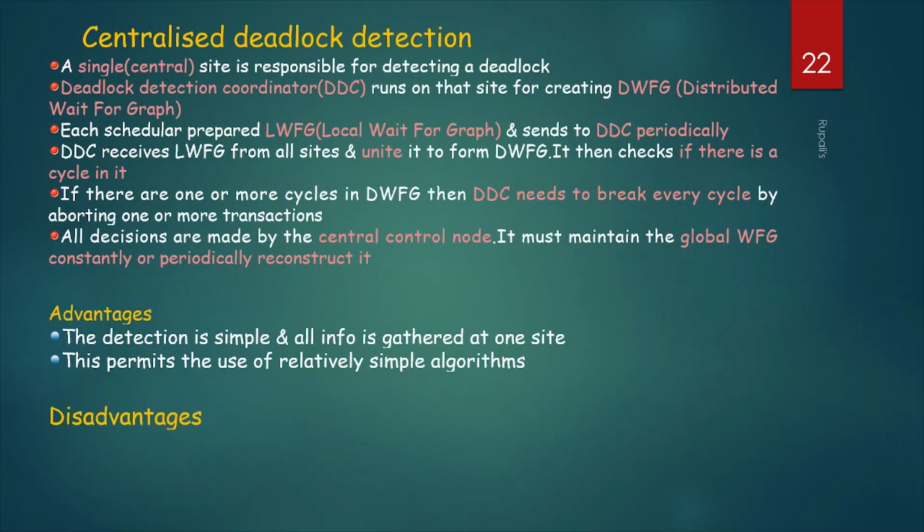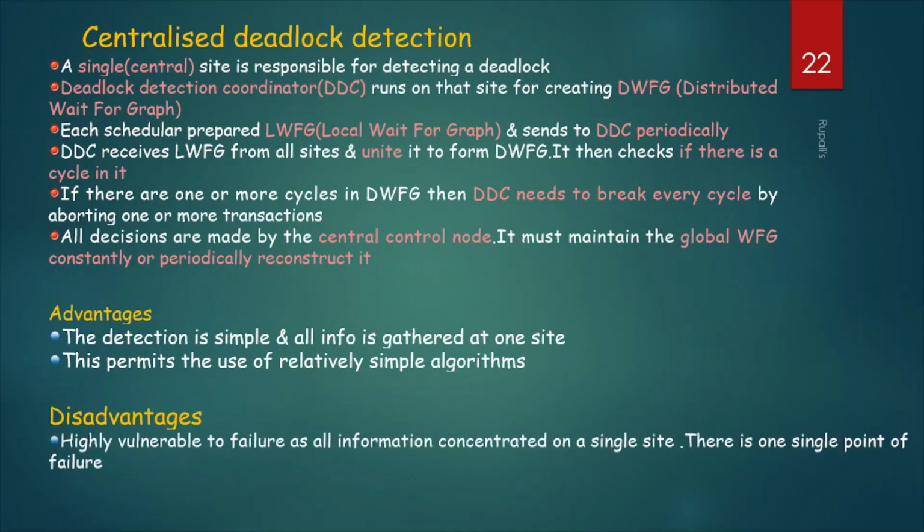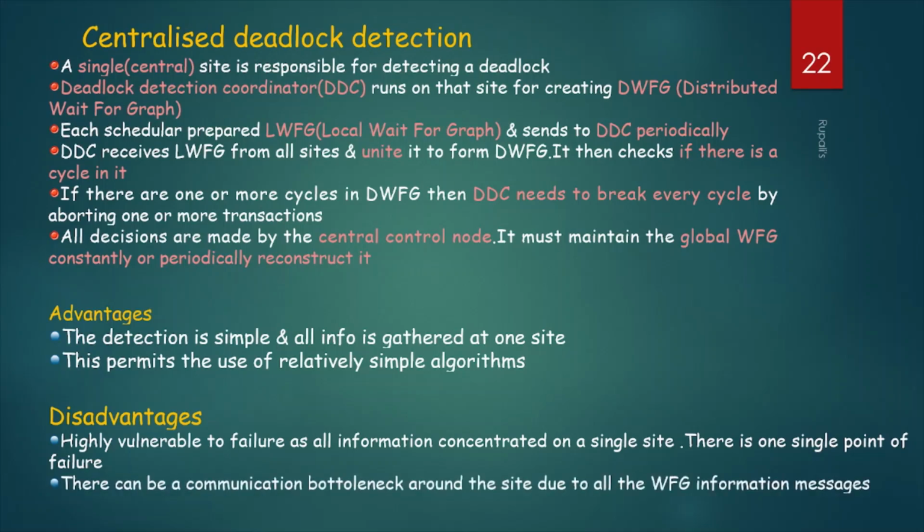But what is the disadvantage? It is very vulnerable to failure. As all information is concentrated on a single site, there is one single point of failure. There can be a communication bottleneck around the site, due to all the wait for graph information messages coming to the central site. It may incur high communication cost.